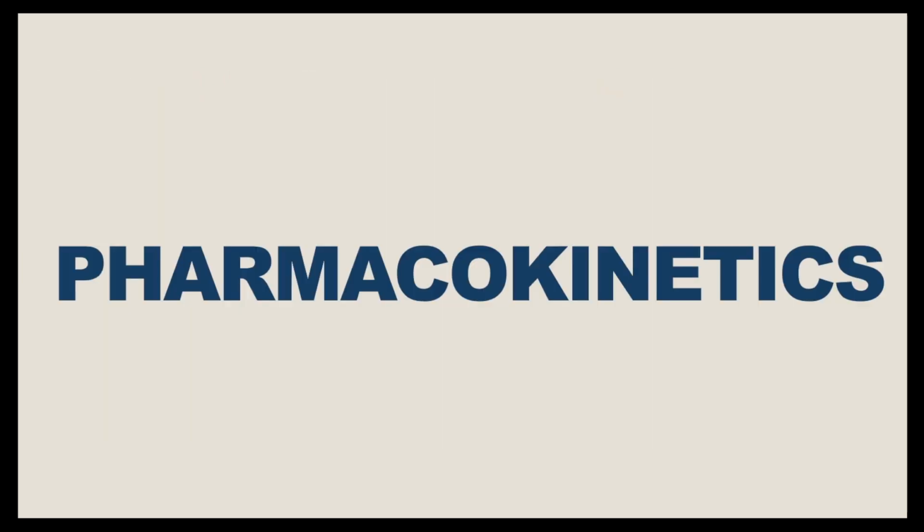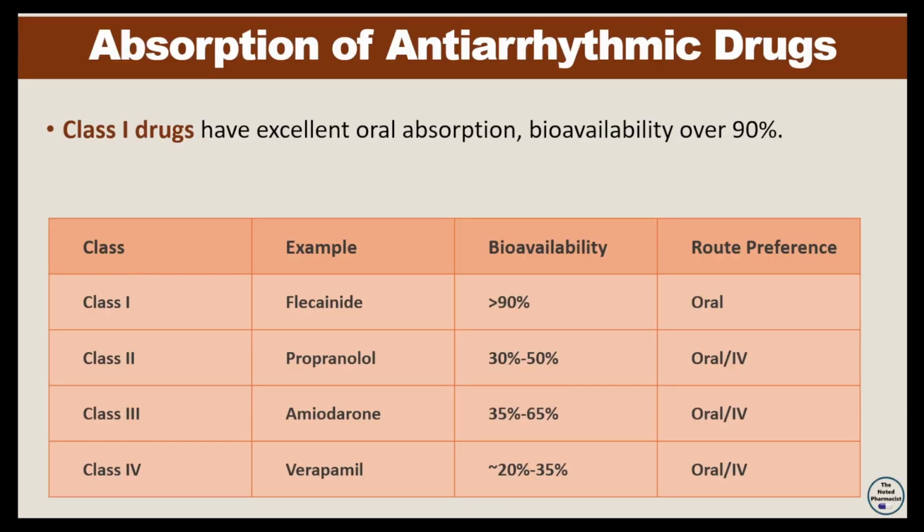Pharmacokinetics. Let's review the absorption, distribution, metabolism, and elimination of antiarrhythmic drugs. Absorption of antiarrhythmic drugs varies by class. The table presented here is designed to provide a concise comparison of absorption metrics and routes of administration for key antiarrhythmic drug classes. It highlights variability in bioavailability due to factors like first-pass metabolism, impacting clinical utility.